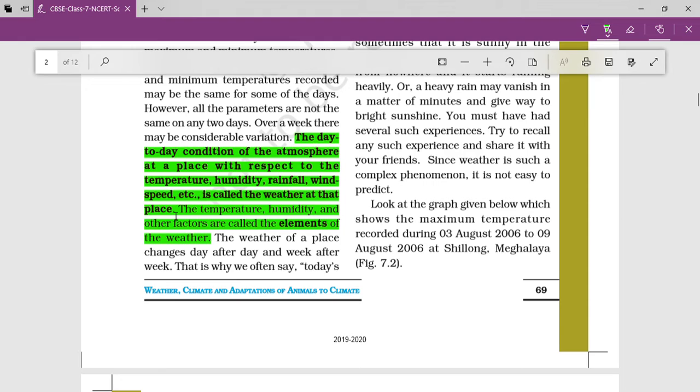Next element is rainfall. The amount of water droplets that fall back on the earth after condensation of water vapor is called rainfall. When the temperature is too low, these droplets in the cloud get frozen into crystals of ice and come on the earth as snowfall. During winters, the temperature falls after sunset, causing condensation of water vapors near the ground. These droplets hang in the air to form the fog.